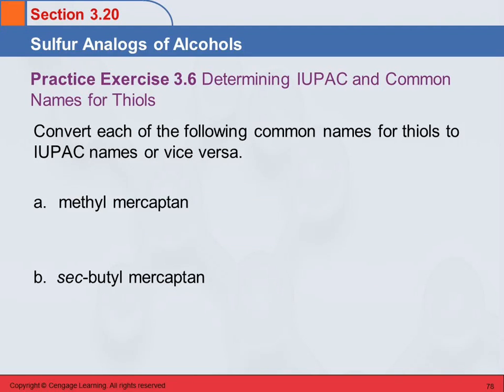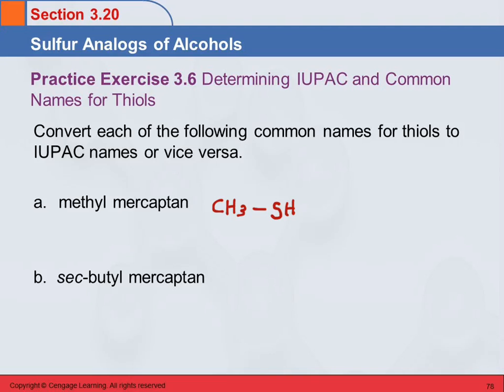So convert each of these common names for thiols to IUPAC names or vice versa. If it's the IUPAC name, convert it to the common name. So methyl mercaptan. Remember that mercaptans are like alcohols. What would methyl alcohol be? It'd be an OH with methyl on it, right? So that would be methyl alcohol. So we'll just take this oxygen out and put in a sulfur, and that is methyl mercaptan.